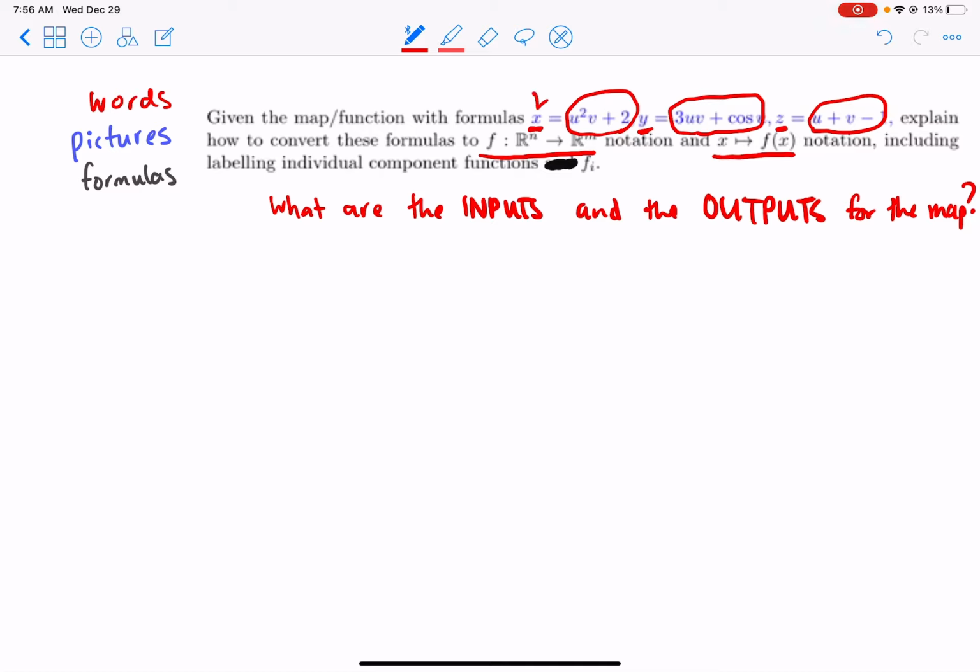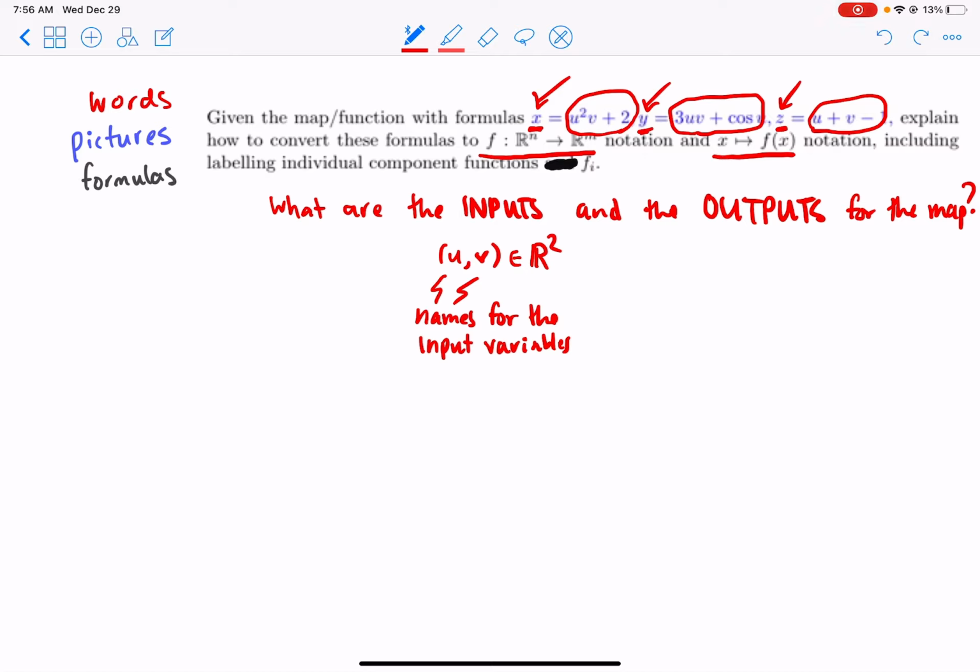So I look over here and I see x, y, z equals, and then always x, y, and z are in terms of the variables u and v. So the inputs are all the pairs u comma v, which are an element of R2. So these are the names. u and v are names for the input space, the input variables. Okay, and R2 is the input space, all possible inputs that we can plug in.